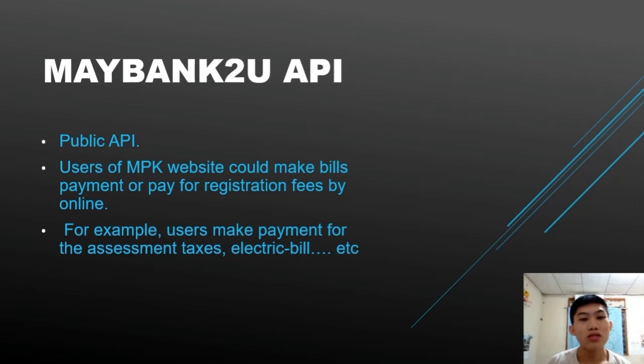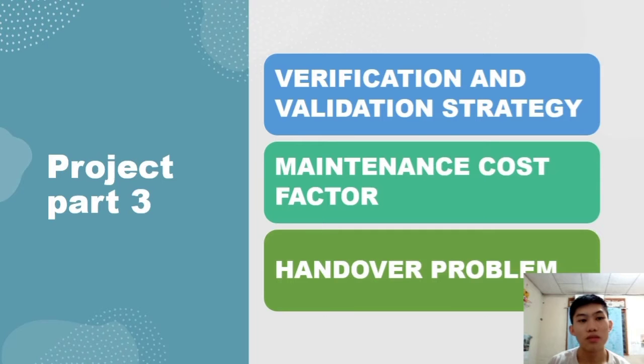The API used in the MPK website is Maybank2u. It is a public API. Users of the MPK website could make bill payments or pay registration fees online. For example, users can make bill payments for the assessment taxes, electric bill, water bill, and so on.